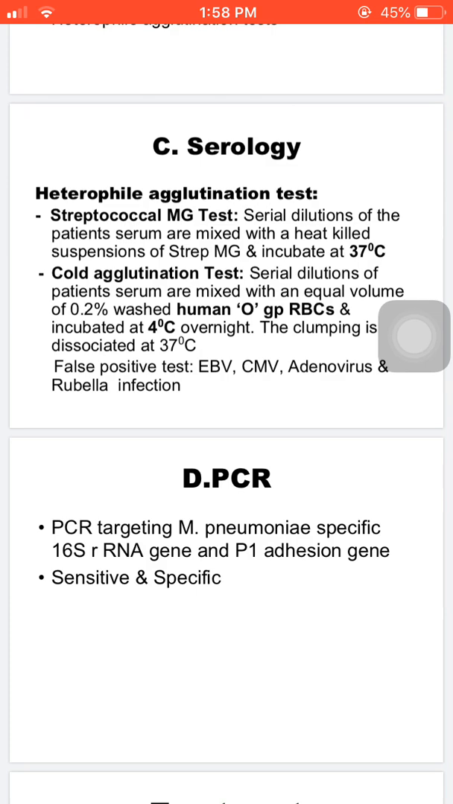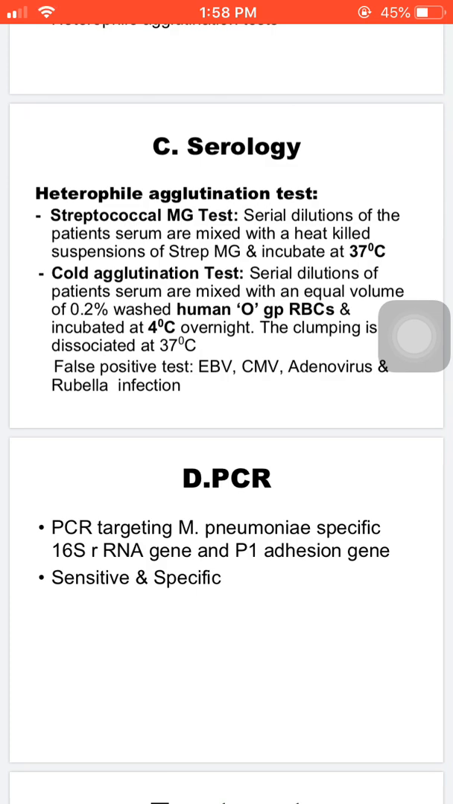In the streptococcal MG test, you make serial dilutions of patient serum to which you add a heat-fixed or heat-killed suspension of streptococcal MG. If the patient's serum has antibody, it binds to the streptococcal MG antigen and shows agglutination after you incubate at 37 degrees centigrade.